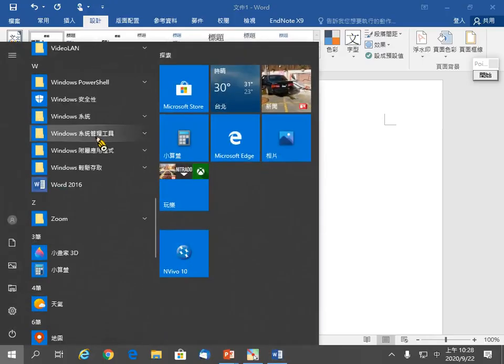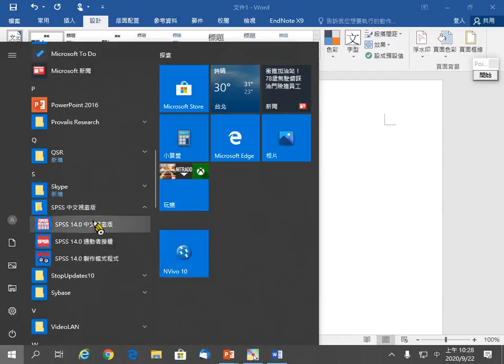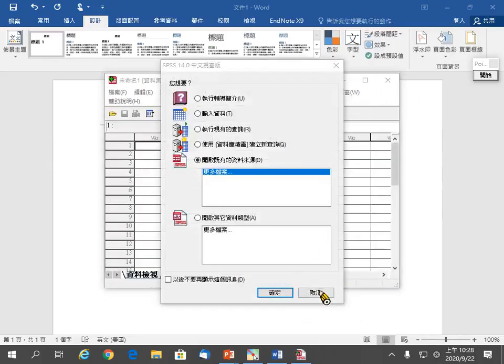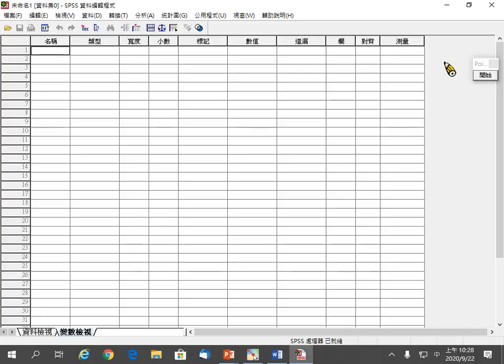SPSS, just like this one, is very simple. Let's take a look at their interface. It takes some time to load. Okay. Let's see this one. Do you see that it is very similar to Excel? Is that right? Very similar. And there's a panel here, just different variables, very similar. Although this is in Chinese, but still, look here, it's very similar.